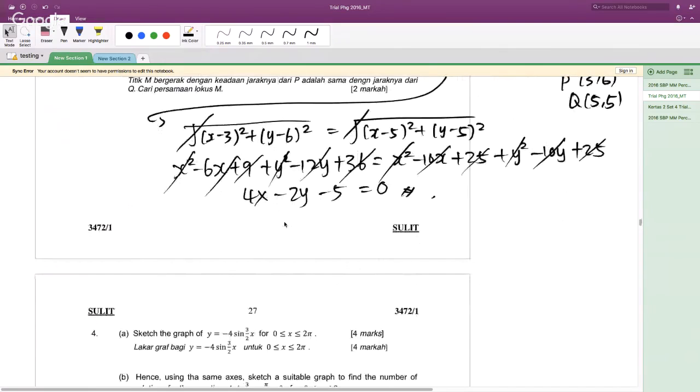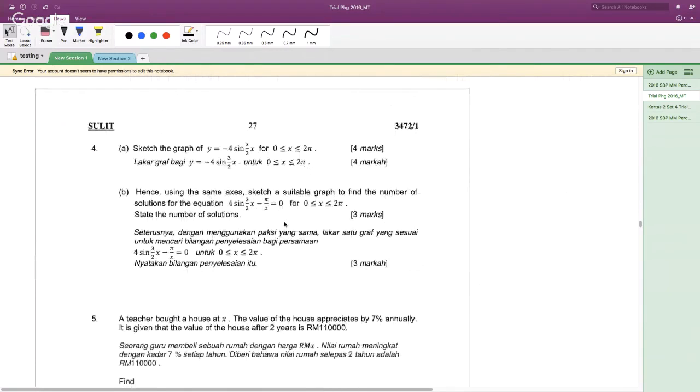Okay, so let's move on to this one. They ask you to sketch the graph y equals negative 4 sine 3 over 2x. There is a lot of information here. 3 over 2 equals 1.5, which means I need to sketch 1.5 cycles in 2 pi.